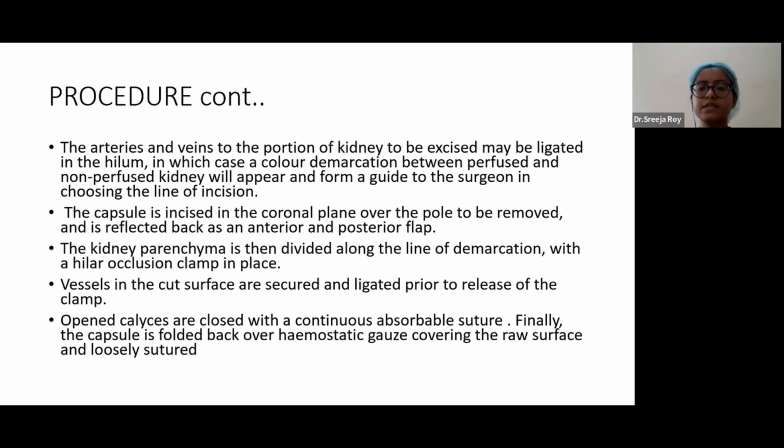The capsule is incised in a coronal plane over the pole, and it is reflected back as anterior and posterior flap. The kidney parenchyma is then divided along the line of demarcation, and with the hilar occlusion clamp in place, the vessels in the cut surface are secured and ligated prior to release of the clamp. Open calyces are closed with a continuous absorbable suture, and the capsule is folded back over hemostatic swab, covering the raw area and loosely sutured.